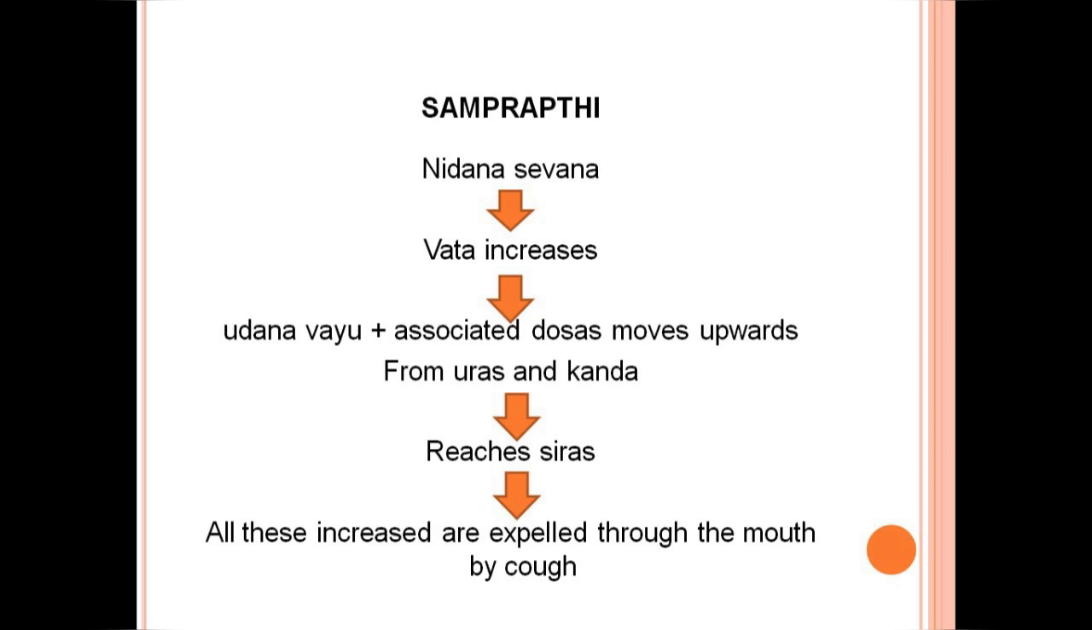Udana Vayu, I told you already, is located in the chest region. So this Udana Vayu, in the chest region, associated with the other doshas, that is Pitta and Kapha dosha, moves upwards from the Uras, from the chest and throat, to the Shiras. All of this Vata which has travelled and reached the Shiras is expelled out through the mouth with a bout-like sound called cough.